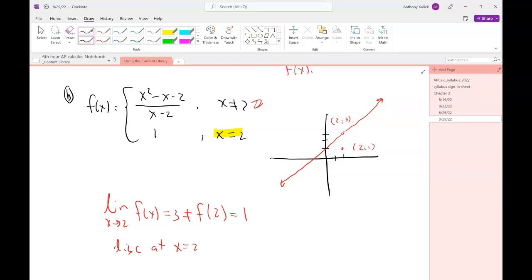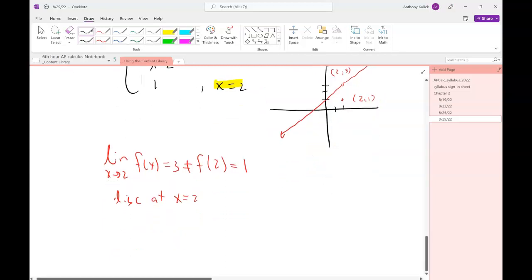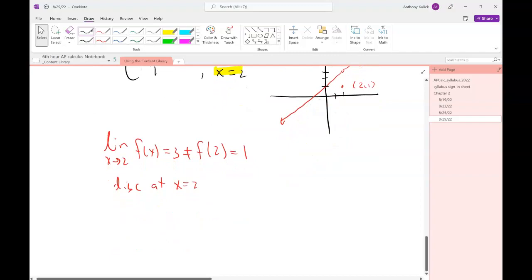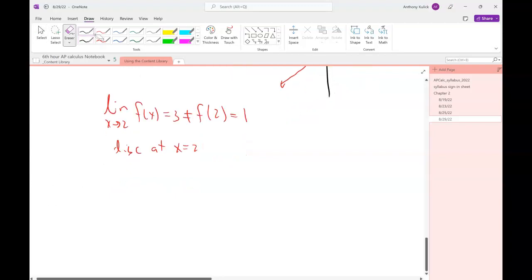So we have now this idea of continuity at a point. What we need next is to talk about one-sided continuities. So maybe we'll frame it this way.